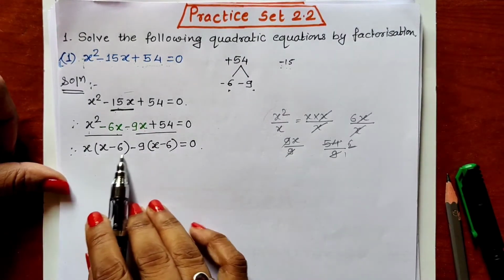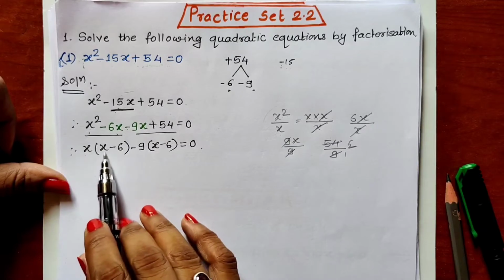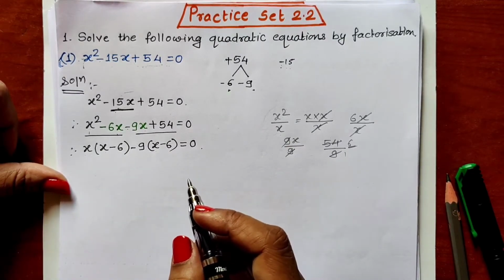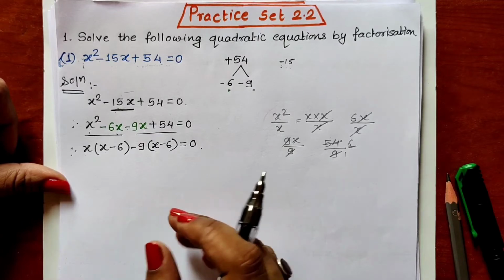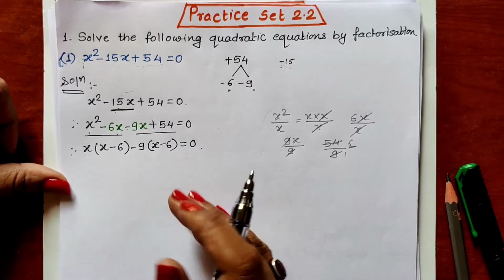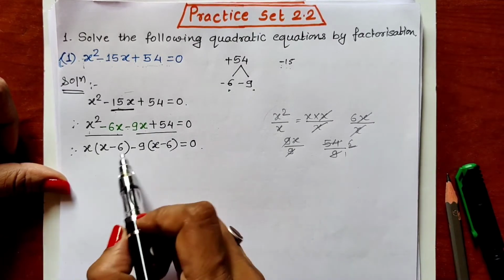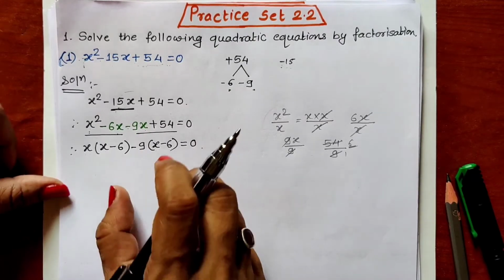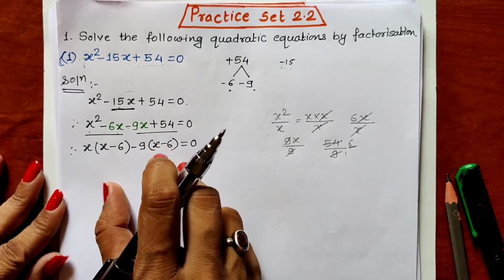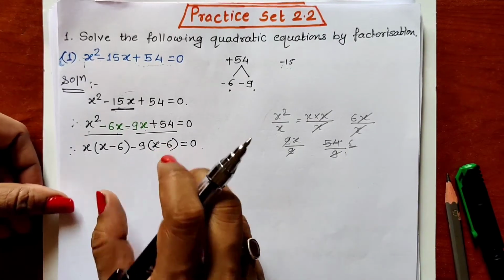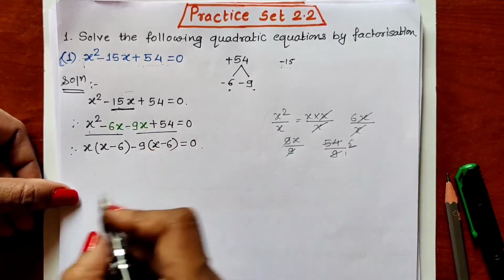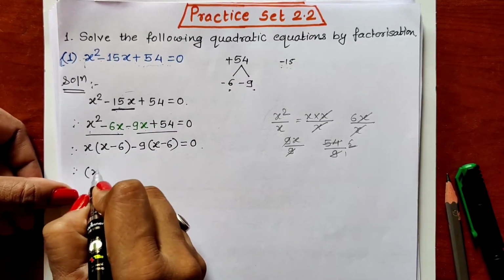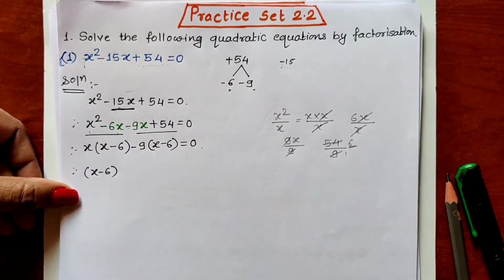When you observe this third step, you can see this x minus 6 bracket is common. We are getting the same bracket, with no change in terms or signs. First term is x, first term is x. Second term is 6, second term is 6. Sign is minus, sign is minus. So always see that in the third step these two brackets should be the same. So these two brackets can be taken out common, and we can write it one time.